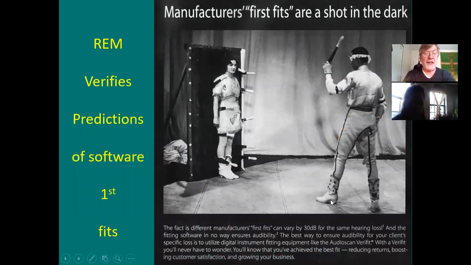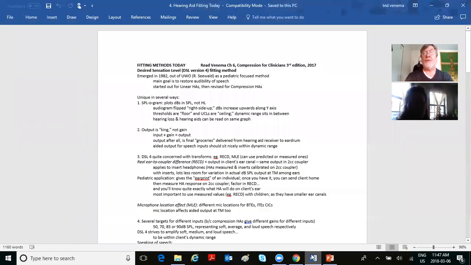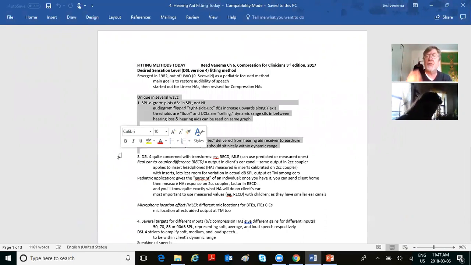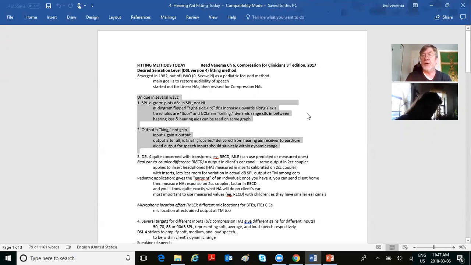Now, if we take a look-see at our notes, how far have we come? Well, we've covered the DSL fitting method, DSL version 4, and you can see this highlighted right up here. It brought about the SPLogram. That was DSL-4. It brought out plotting things in terms of output, not gain. So DSL-4 had a lot of really new things going for it. Its only crime was that it was asking for too much gain and output. It was a bit of a power hog.